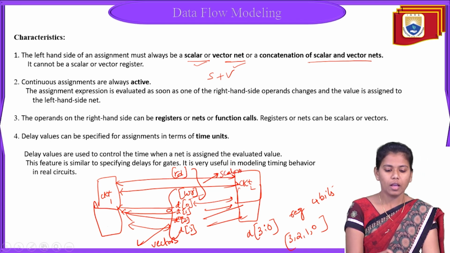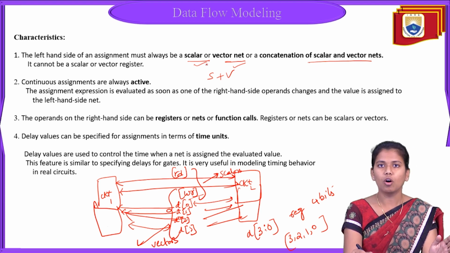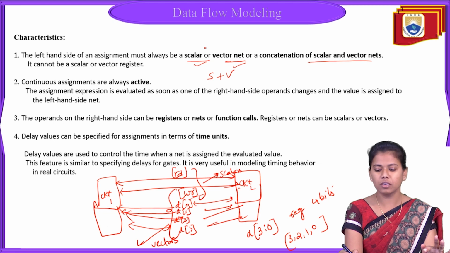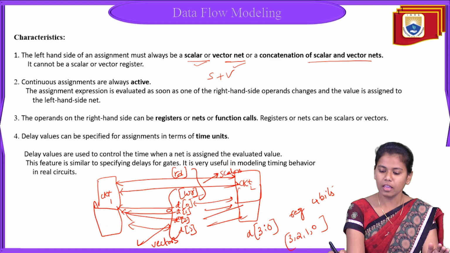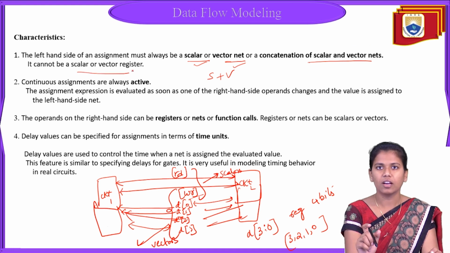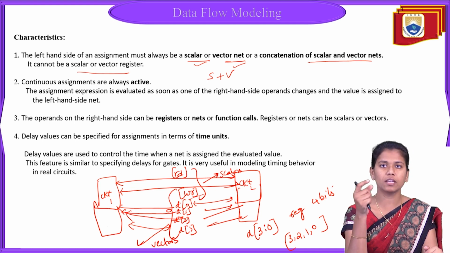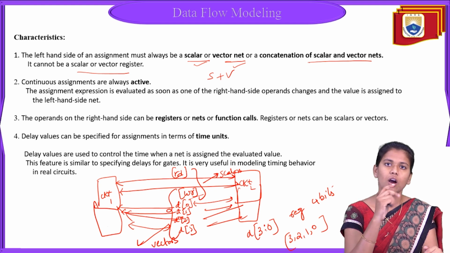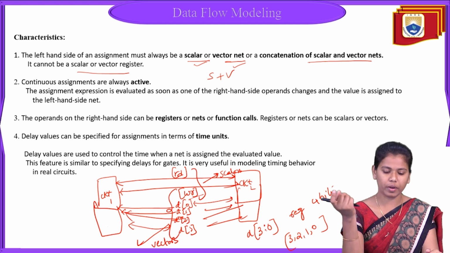And these are nothing but the scalars. Okay. So, as per this, the characteristics state that the left hand side of the assignment can always be a scalar net or else a vector net or else both, the concatenation of both the scalar and the vector nets. It cannot be a scalar or vector register. Register kind of things we won't see anywhere in this particular continuous assignment, but we see only either a scalar or vector or else a combination of both, the concatenation of both scalar and vector nets.